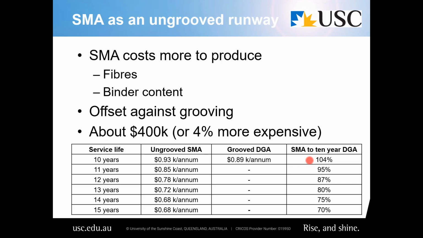So if we assume that our SMA at Emerald will last 14 years, and that the grooved dense graded asphalt will still last the standard or normal expectation of 10 years, then the SMA on a whole of life basis will only have a cost per year of 75% of grooved dense graded. And in fact, you can see here, even if the SMA only lasts 11 years, just 1 year extra, it's already providing a 5% per annum saving compared to the grooved dense graded.